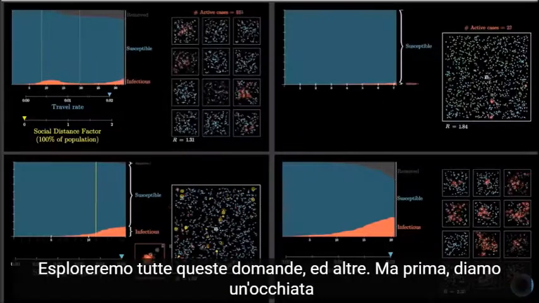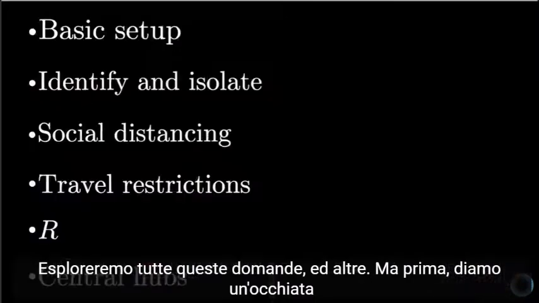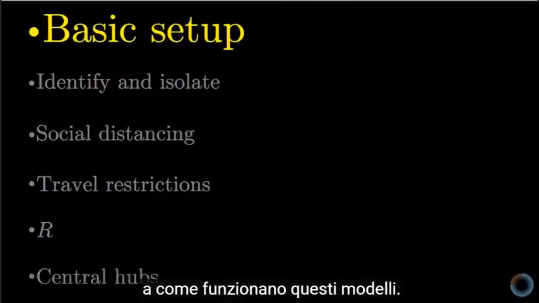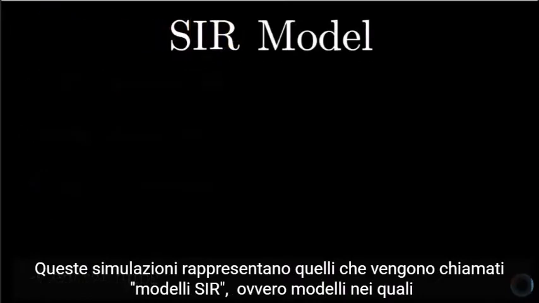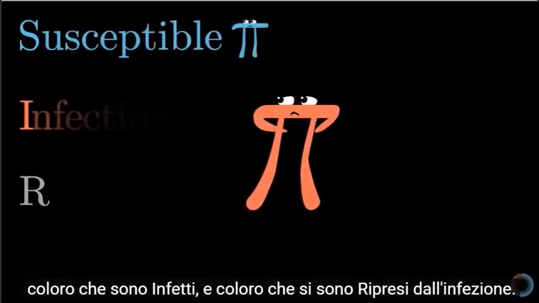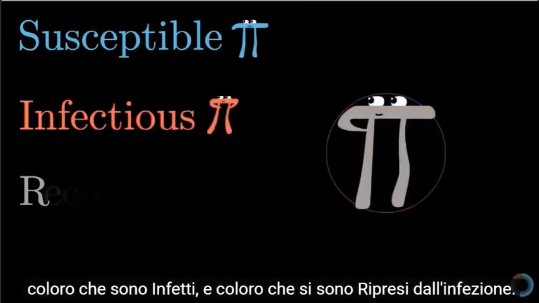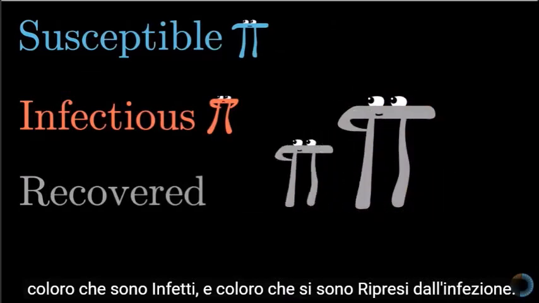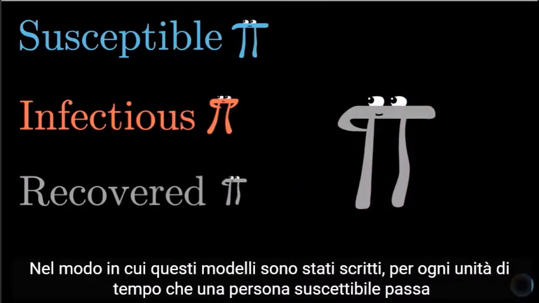We'll explore these questions and more, but first, let's walk through how exactly these models will work. Each simulation represents what's called an SIR model, meaning the population is broken up into three categories: those who are susceptible to getting the disease, those who are infectious, and then those who have recovered from the infection. So people who are immune don't play into it.